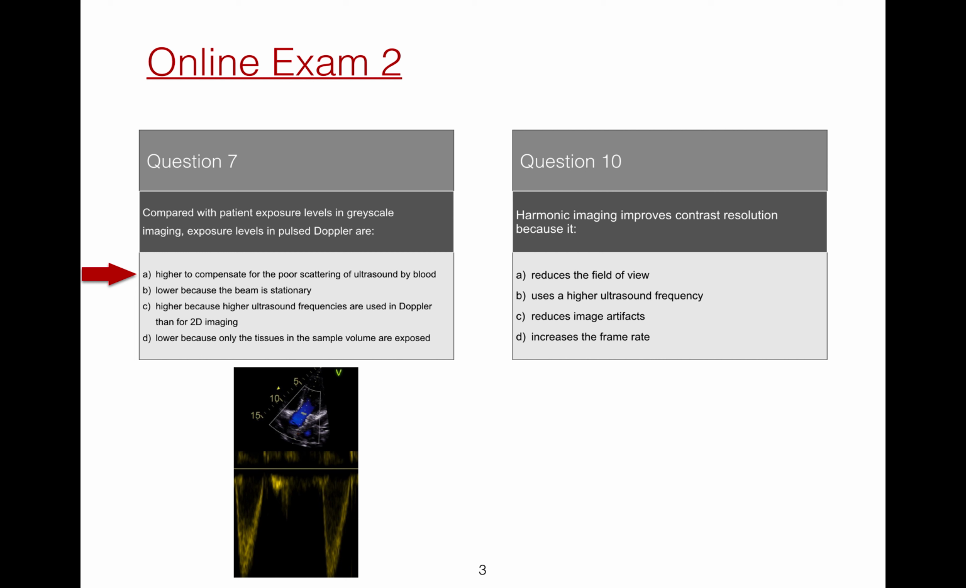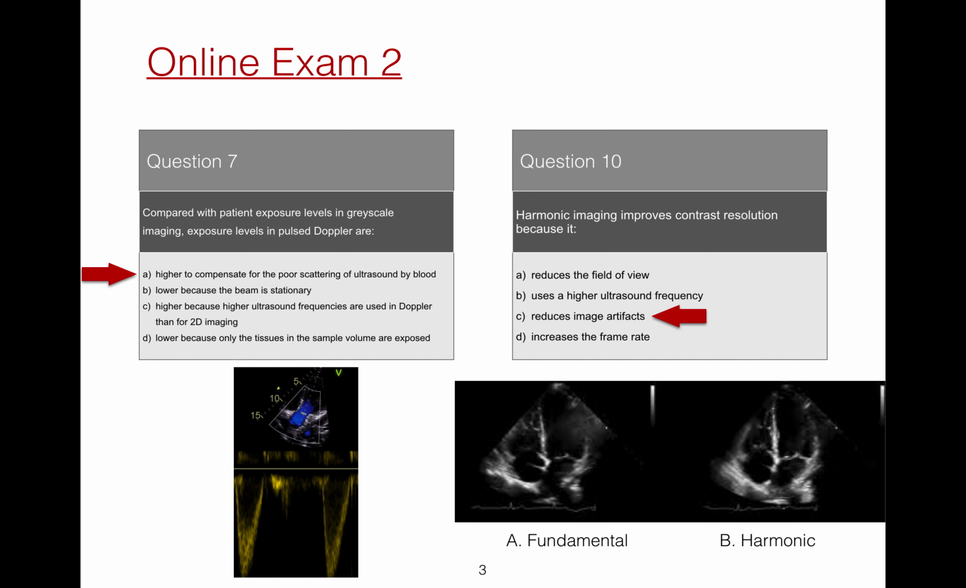Question 10 asked how harmonic imaging improves contrast resolution. Harmonic imaging does not reduce the field of view or increase frame rate. The transmit frequency used in harmonic imaging is not increased, although received frequency is the second harmonic. The real advantage of harmonic imaging, and the answer to the question, is that harmonic imaging has fewer artifacts.